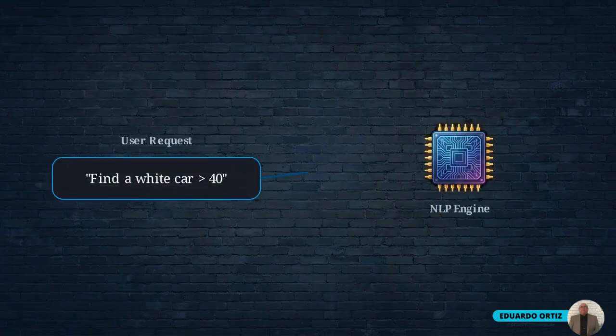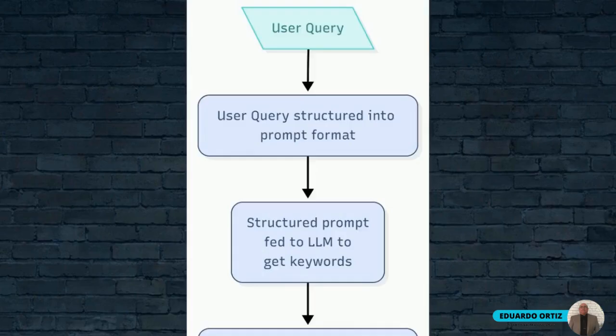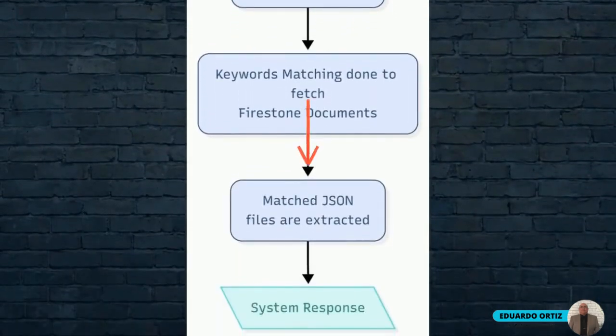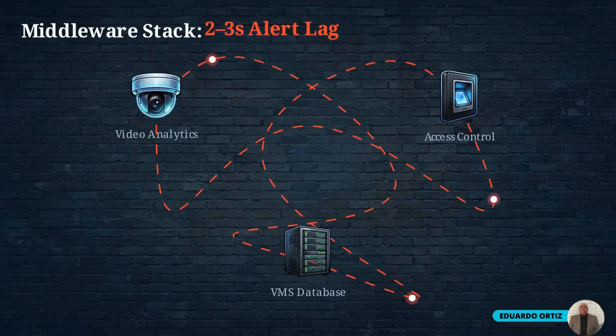Let's trace how that request is processed. An integrated large language model interprets the plain English prompt, standardizing synonyms and time ranges. It then translates the request into a structured JSON code filter, scanning a database for exact, multi-dimensional attributes like vehicle color and speed. This animated diagram demonstrates how that code travels.